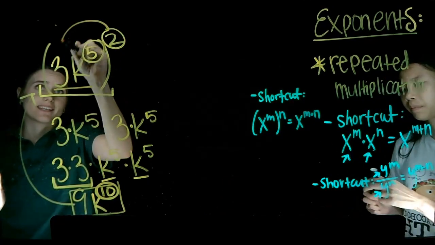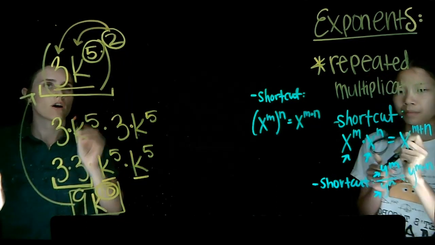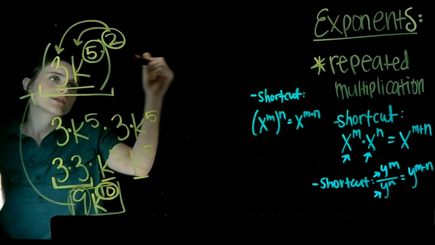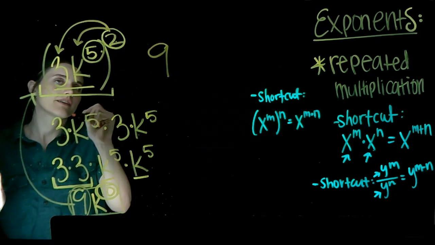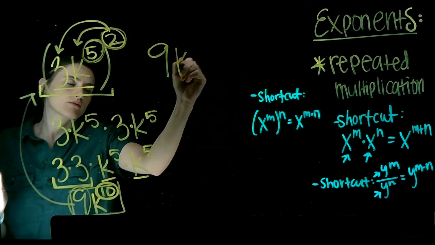So this 2 is saying that the 3 is squared, and it's saying that this k to the 5th is squared. So 3 squared is 9. That's how we got this 9 down here, 3 times 3. So 3 squared is 9, and then k to the 5th squared, that's where the shortcut comes in. We have 5 times 2 is 10, so k to the 10th.